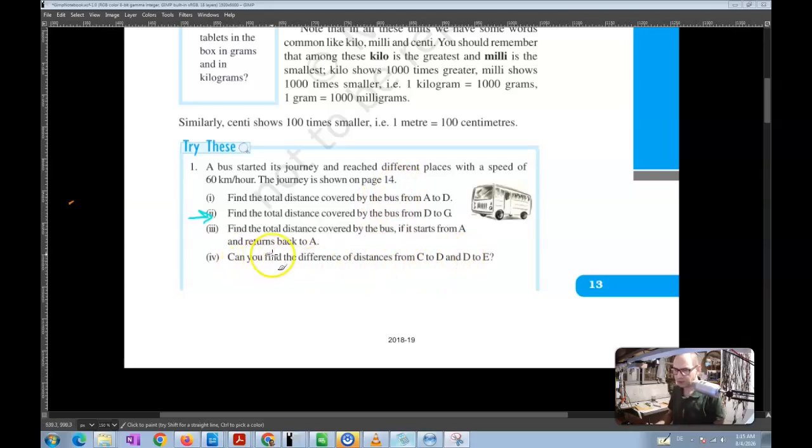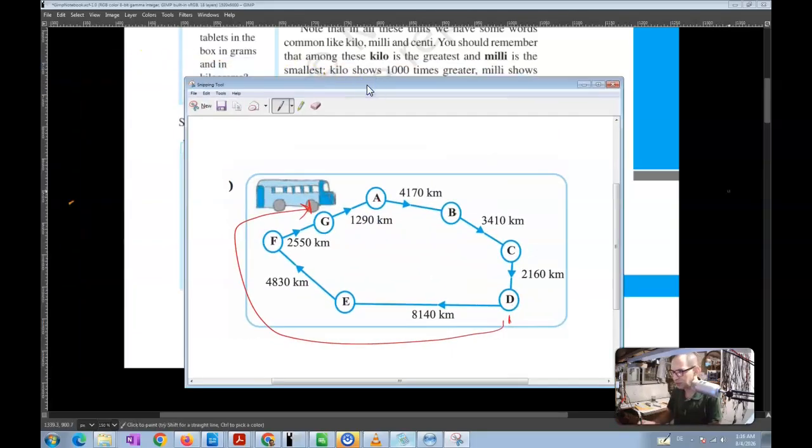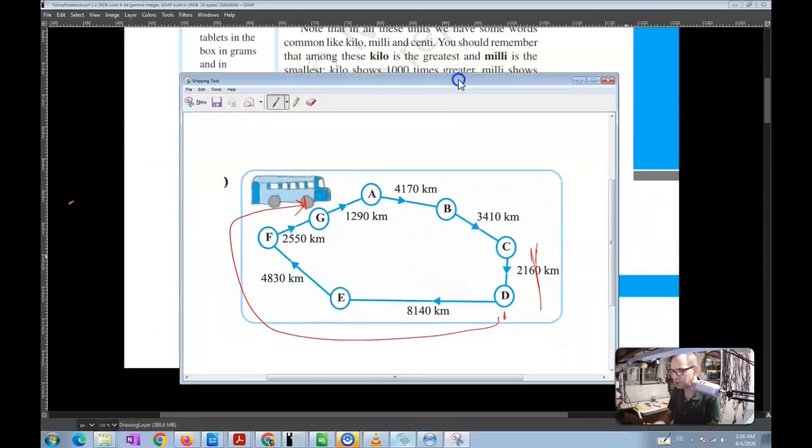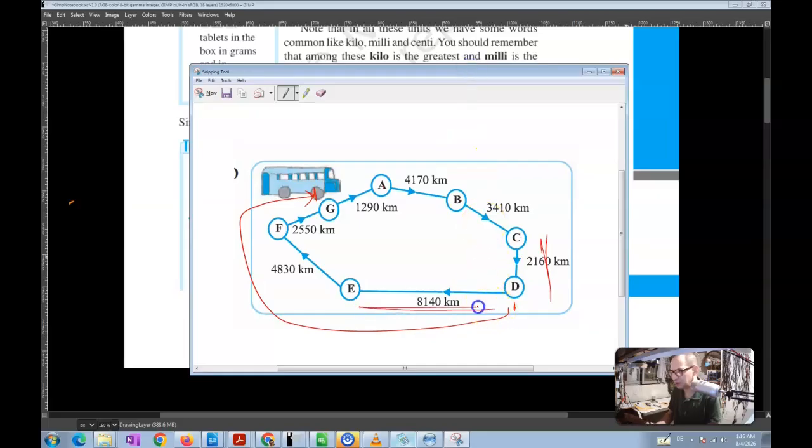Now you want to find the difference of distances from C to D and D to E. So from C to D is this distance, and then from D to E is essentially this distance over here. And one of the distances is 8,140 and the other distance is 2,160. And you want to know the difference of them.